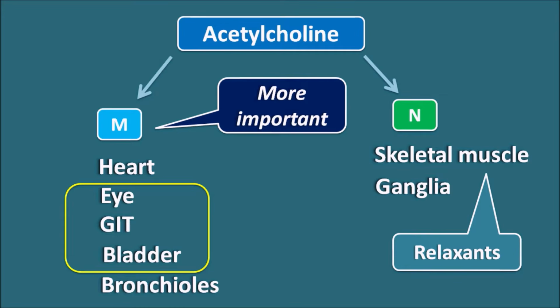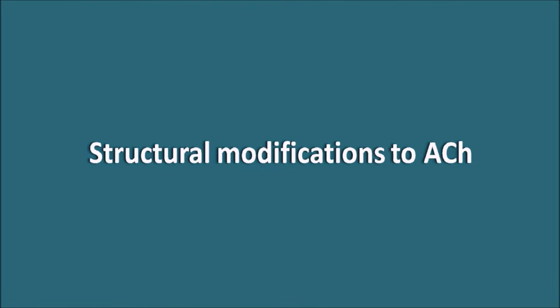Similarly, on the GIT and bladder, these drugs can produce contraction so that they can be used in a few hypotonic conditions. In this way, cholinergic agonists are more important therapeutically by their muscarinic actions compared with the nicotinic actions. So the drugs included in the cholinergic agonists should act more on the muscarinic receptors. Now let us see the structural modifications to acetylcholine so that we can produce a few of the drugs which are used as cholinergic agonists.